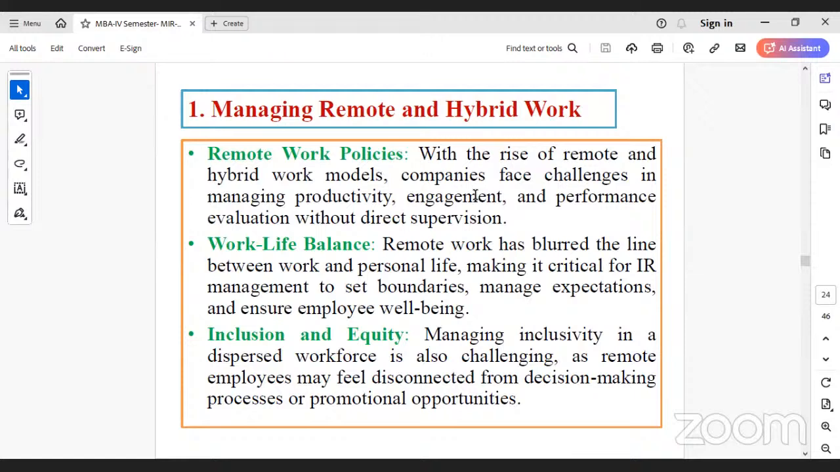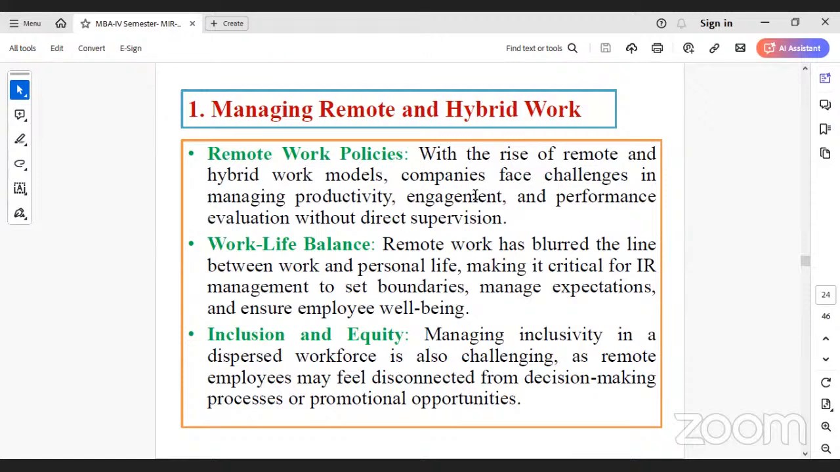Remote work policies: with the rise of remote and hybrid work models, companies face challenges in managing productivity, engagement, and performance evaluation without direct supervision. That means without direct support at the organization level, they still have to control, monitor, engage with employees, get productivity and performance from them, and evaluate the work culture.